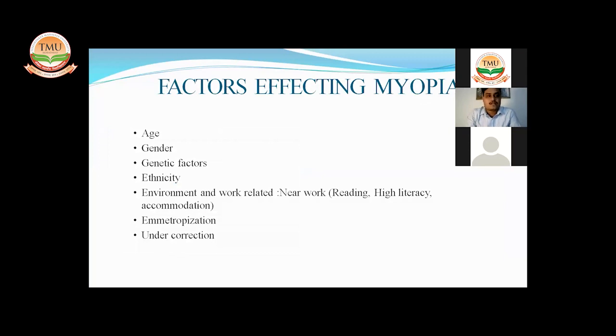The third topic is the factors affecting myopia. What are the factors which affect myopia? First of all, age, then gender, then genetic factors, then ethnicity, then environment and work-related factors, such as extended near work, reading, high literacy, accommodation, or more time spent on screens, in the mobile or the laptop, and then emmetropization and under-correction.